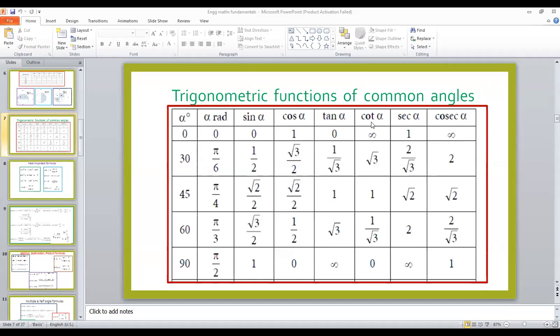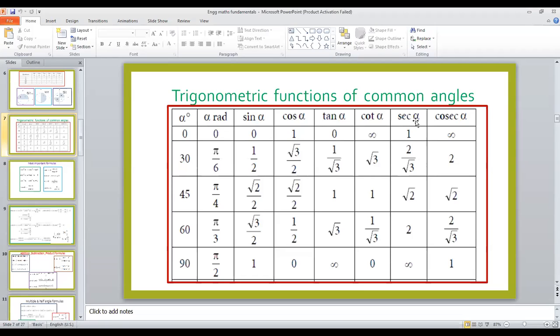We'll find the values for the trigonometry ratio cot alpha. You write the values of tan alpha in reverse order. The end value is written at the first place, that is infinity. Then what is next? Root of 3. Then 1. Then 1 by root 3. And then the last one is 0. You got that?